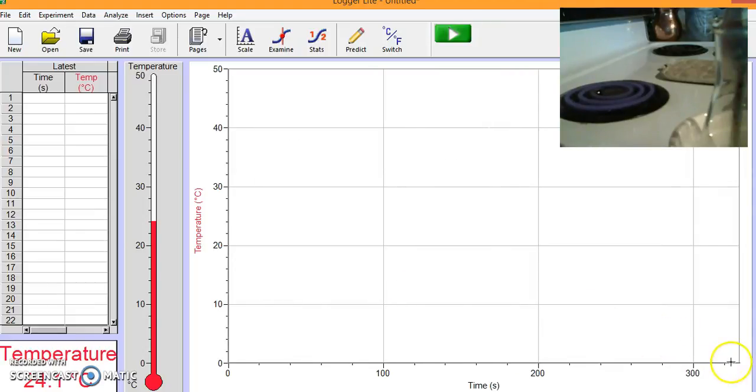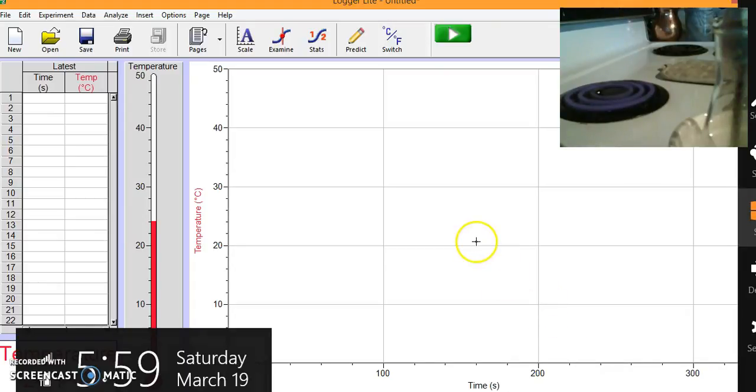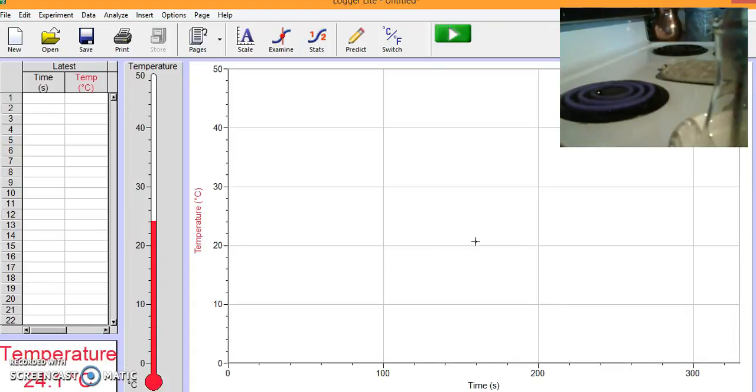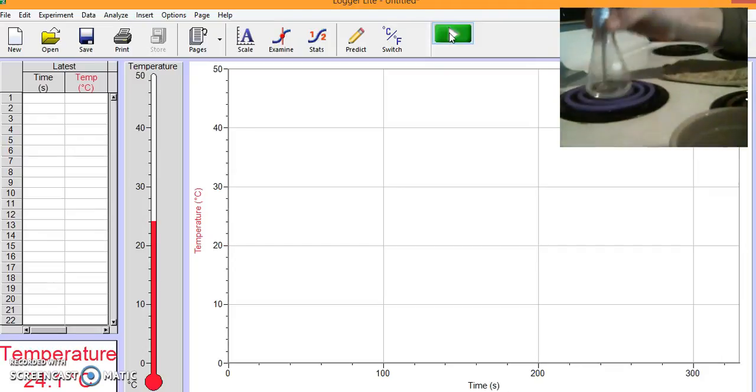Okay, so we're ready to start collecting data. And we'll do that as soon as we put the flask on the heat. So once you get up and ready to collect the data. Did I press that green button? Oh, yes, I did not yet. Okay, you can begin.